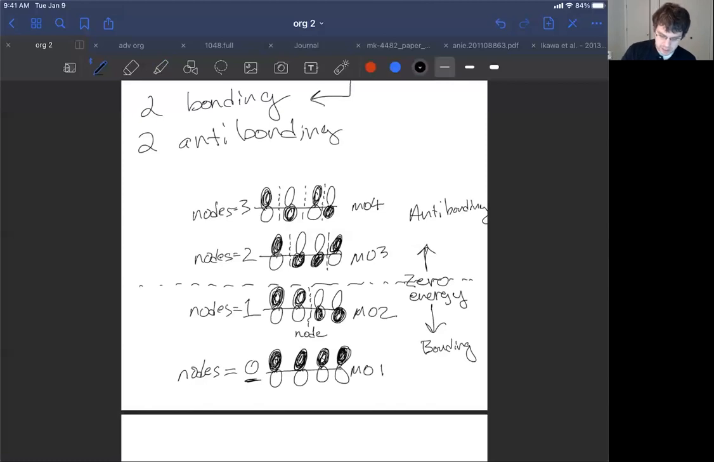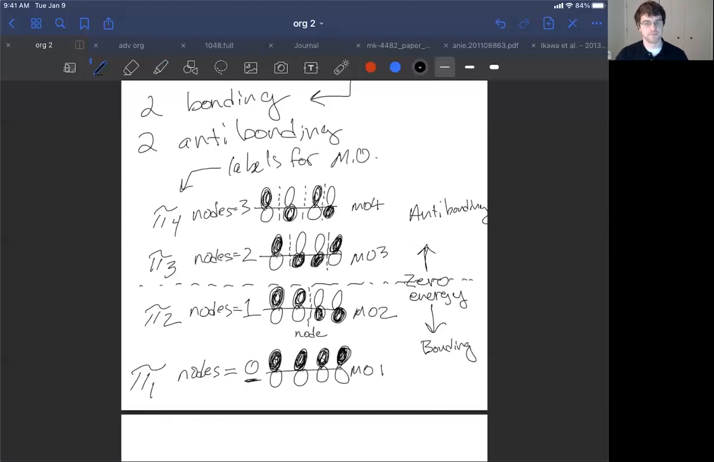Now, when we label these orbitals, they are called pi 1, pi 2, pi 3, and pi 4. Sometimes psi 1, psi 2, psi 3, and psi 4, because for quantum mechanics, those describe wave functions. So these are our labels for the molecular orbitals.